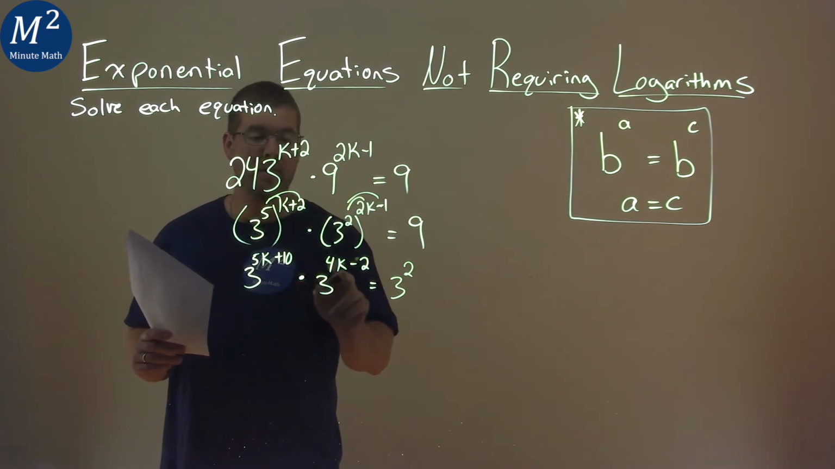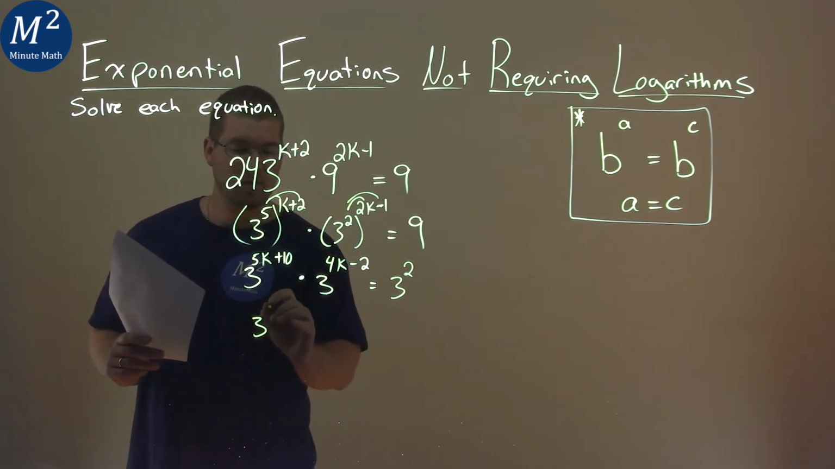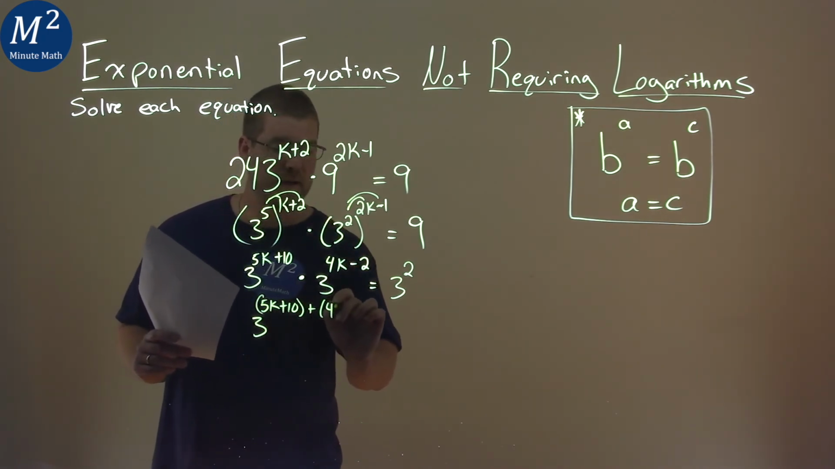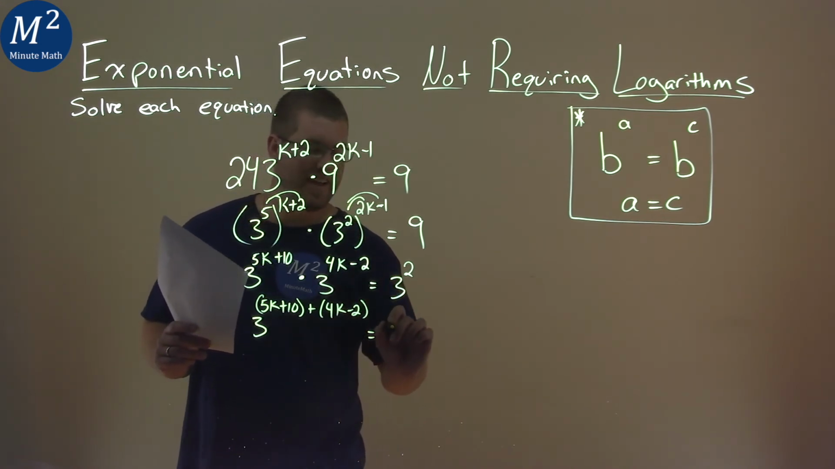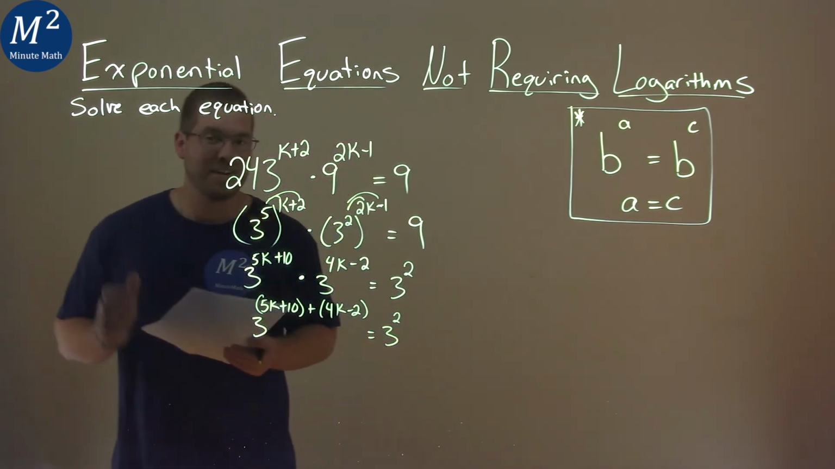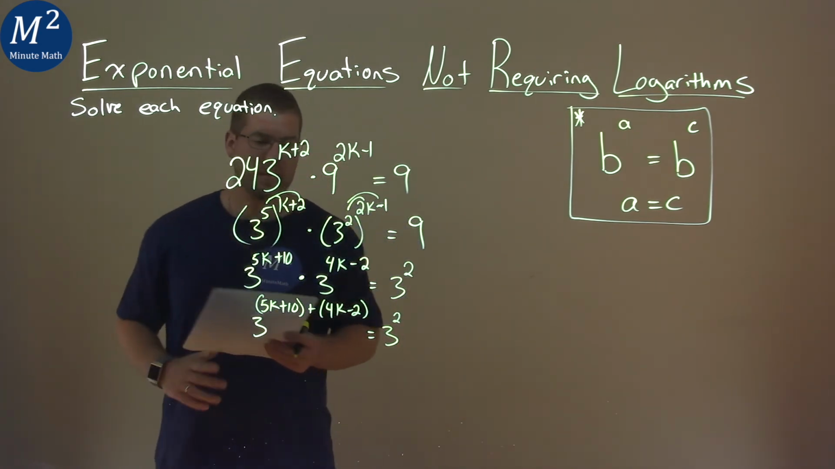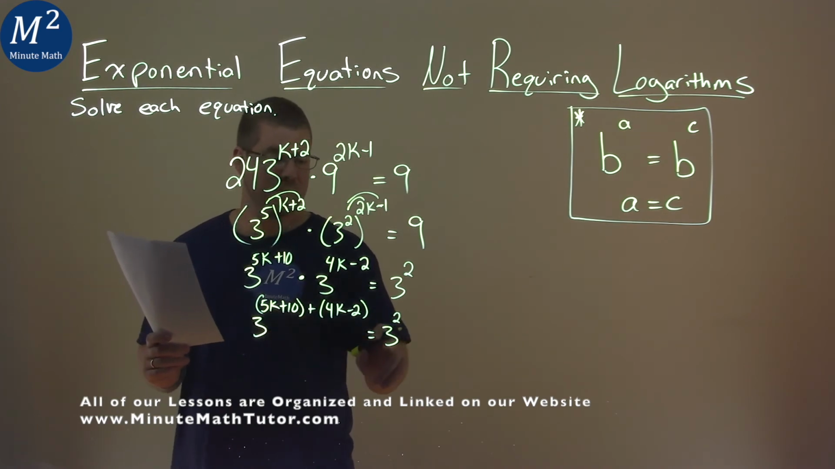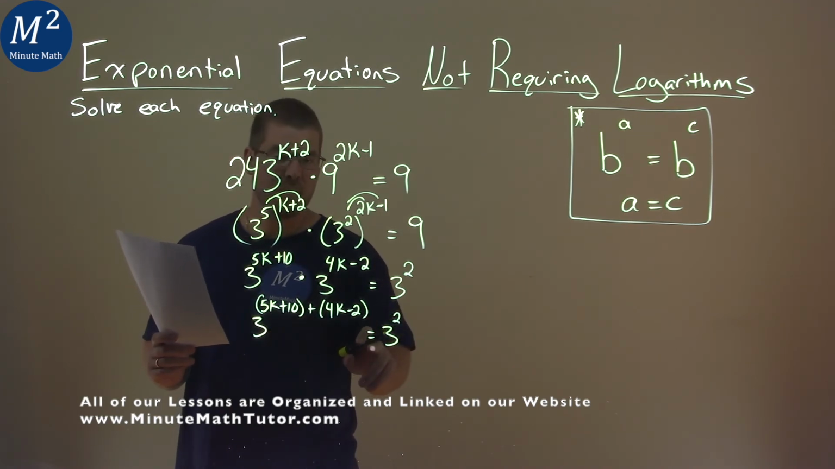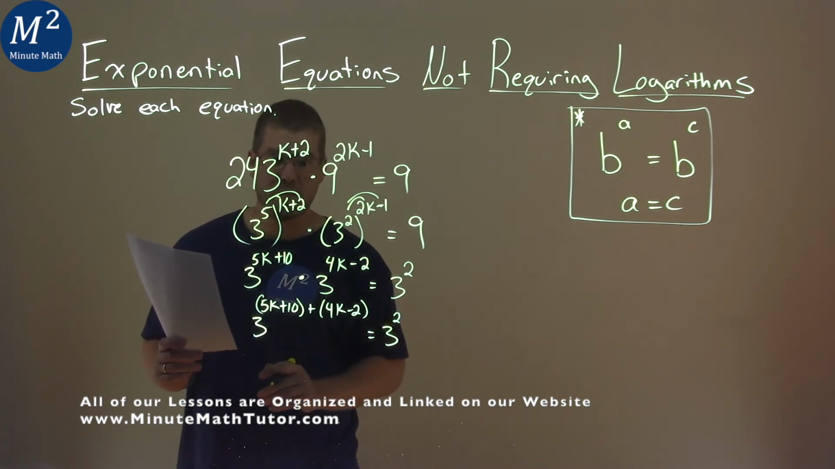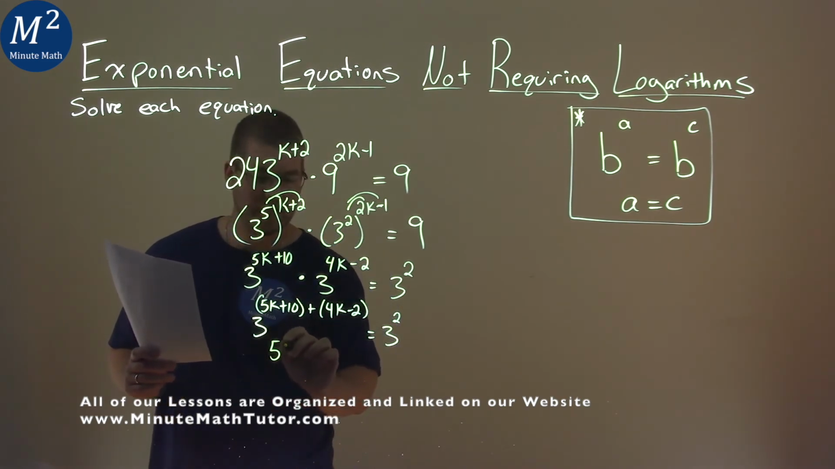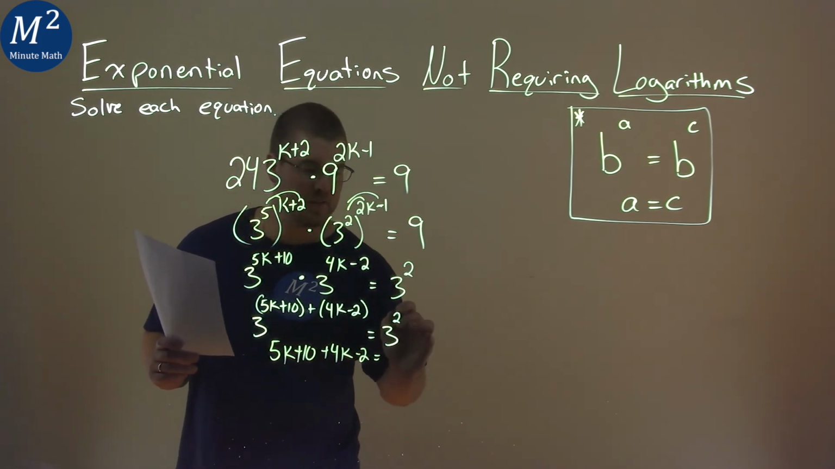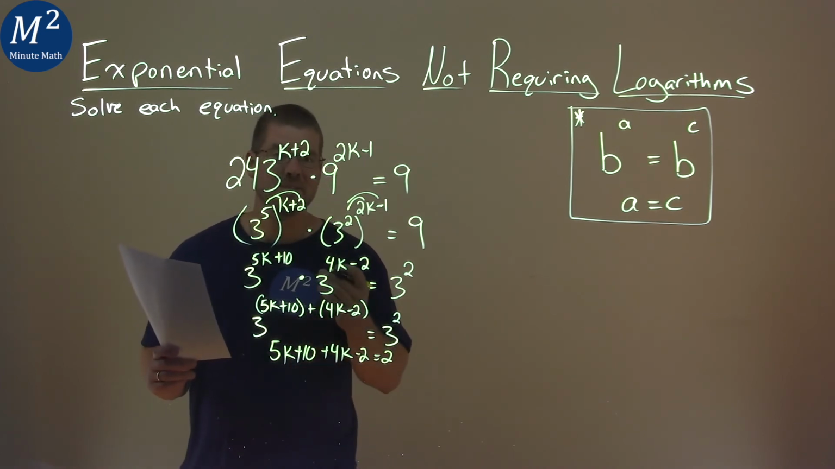When that happens, we add the exponents. So we have 3 to the 5k plus 10 now, plus a 4k minus 2 in the exponent. That's equal to 3 to the 2 power. A lot of work here. All right. Our rules also state that when we have a base to an exponent and a base to an exponent and it's equal to each other, we can just set the exponents equal to each other. So this exponent of 5k plus 10 plus the 4k minus 2 is equal to just this 2 right here. And now we can solve for k.